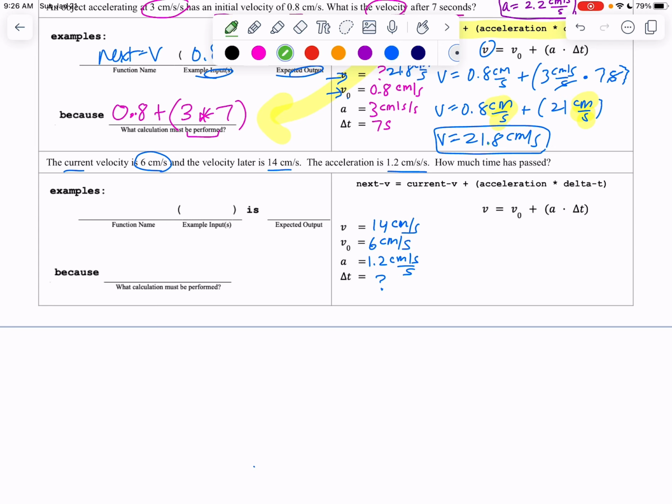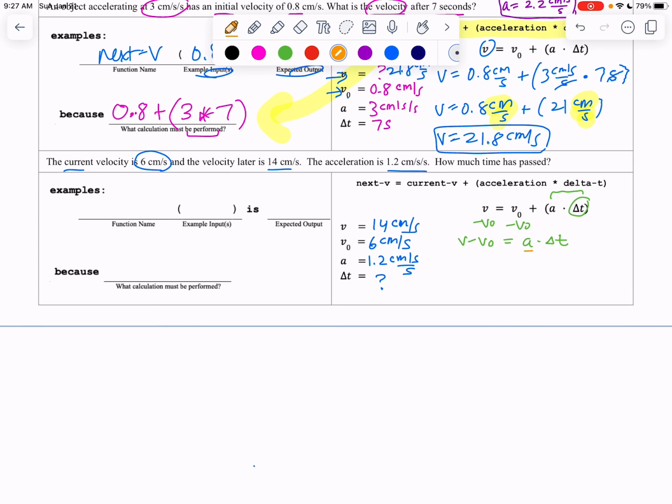All right. So now I'm looking to solve for the delta t. But again, see how this is stuck together? That means you have to move the v naught first. So v minus v naught is a delta t. And then I'm looking for delta t, so the a needs to cancel out to leave me with delta t. So I have to move that to the other side. Then I've got delta t equals v minus v naught over a.